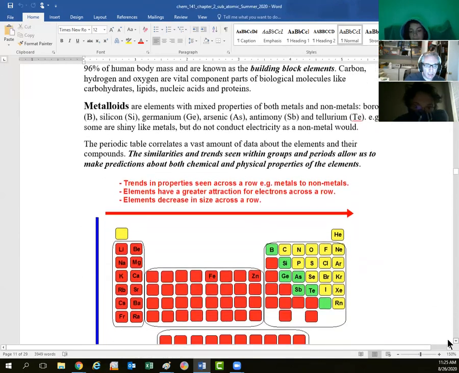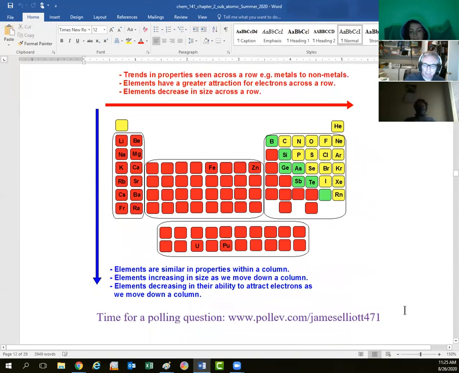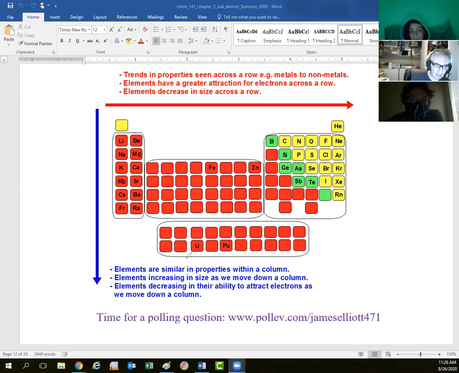So as we look at the periodic table, we see a couple of trends in the table. The trends that we're going to think about in this chapter are the atom size and the atom electronegativity. Electronegativity is just a fancy way of describing how good the element is at attracting electrons towards itself. So, electronegativity.